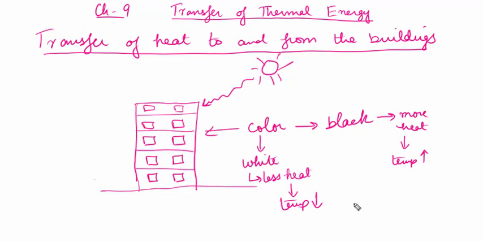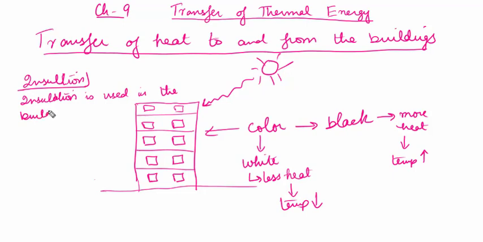Now, in order to protect the building from that transfer of heat, we can use different types of insulation, and within the insulation we can use thermopore sheets inside the walls of the building. So insulation, I'll write it here. Insulation is used in buildings to protect them from the transfer of heat.